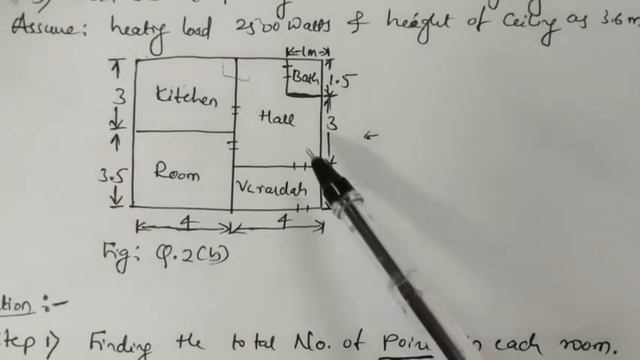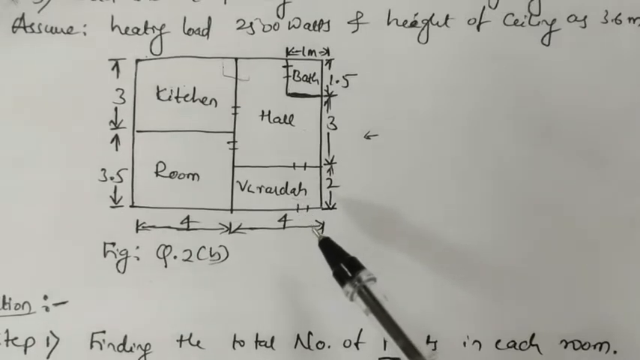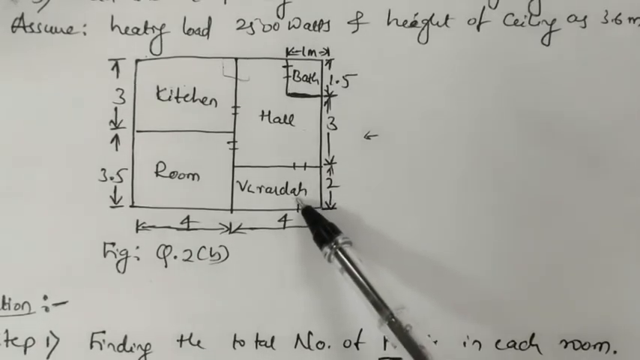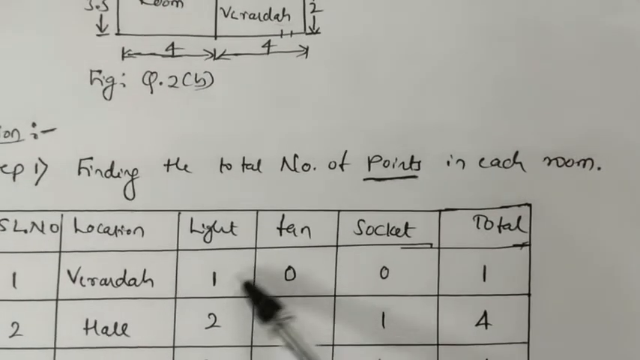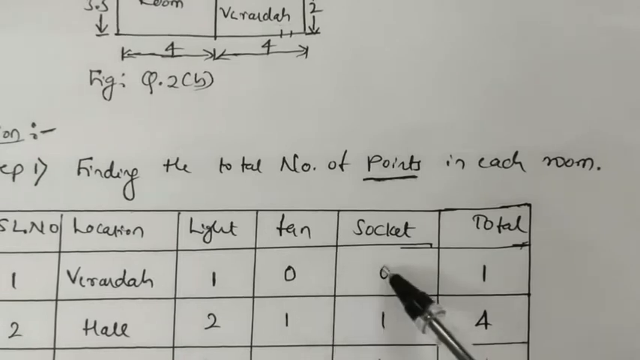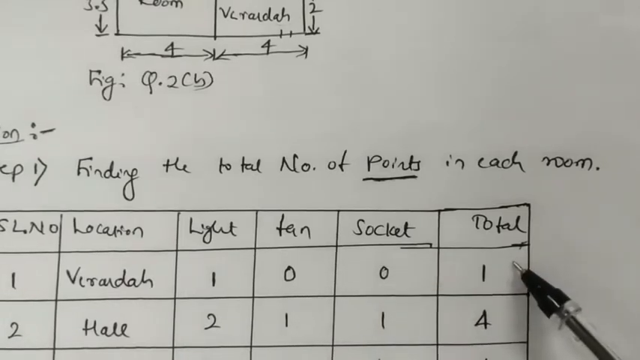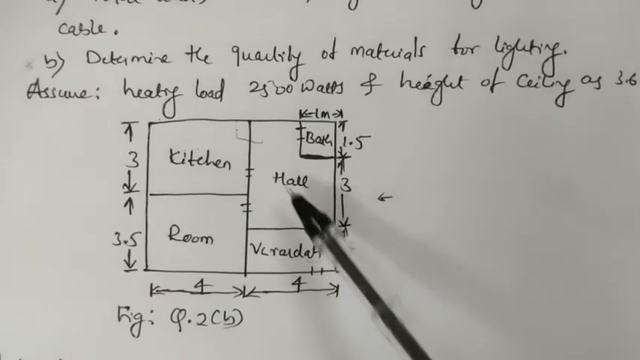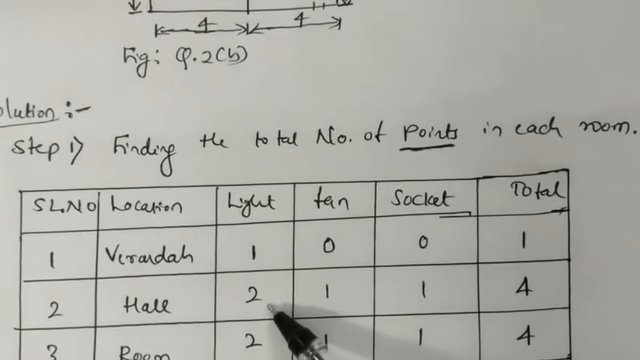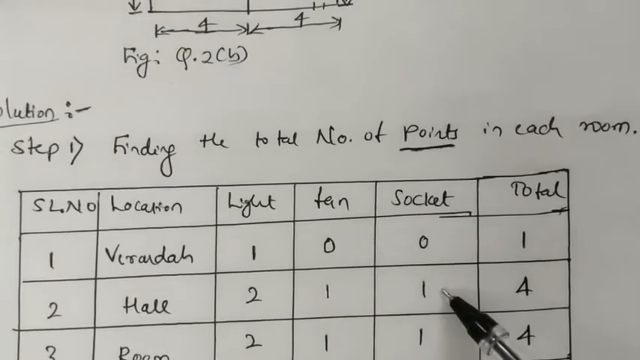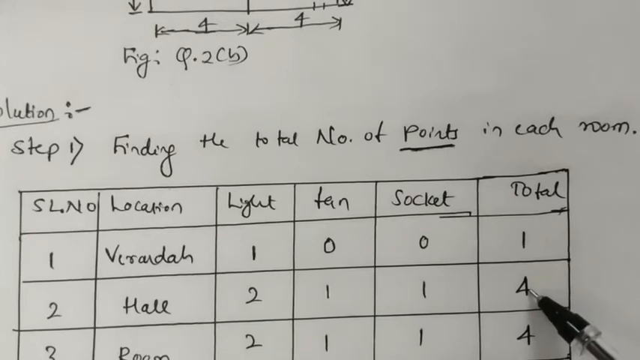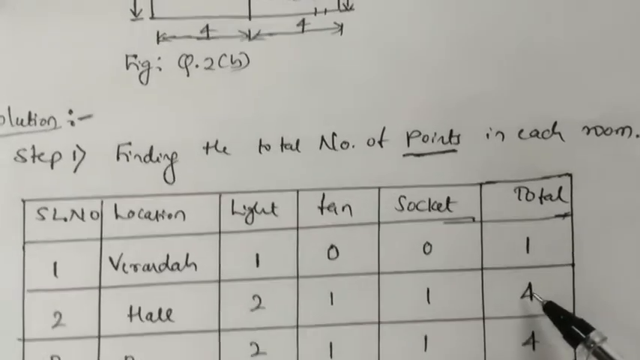So in this layout, as per the Indian standard, in the veranda we required only lighting points, and no need to consider the fan points as well as the socket points. So I have taken only one light point, no fan, no socket, so 0 0. So the total number of points in veranda location is 1. Similarly, location number 2, hall. In the hall I have considered 2 light points, 1 fan point, 1 socket point, and the total number of points is 4 in the second location, hall.